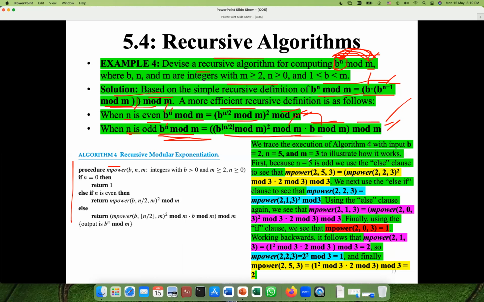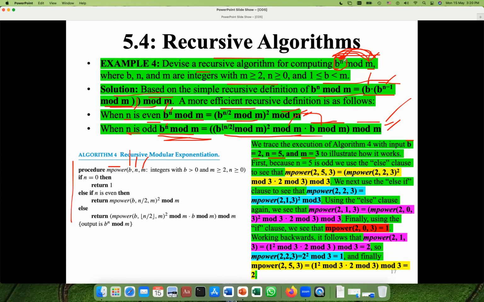Now, if our input is like that, b equal to 2, n equal to 5, and m equal to 3, these are the inputs: 2 raised power 5 mod 3.